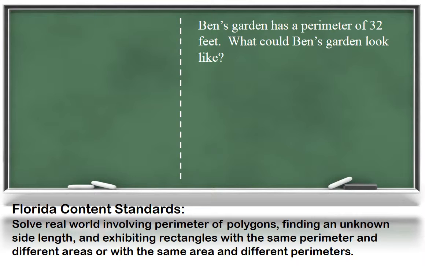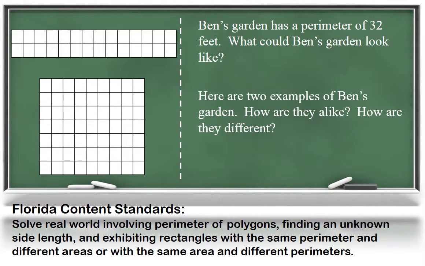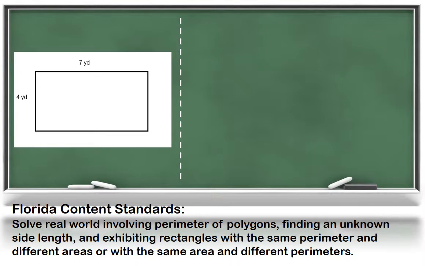We may pose the scenario. Here are 2 examples of Ben's garden. How are they alike? How are they different? We would want the students to see that they are both correct because they have a perimeter of 32 units, but they have different areas. We could even ask which would be the garden with the greatest area in other questions.